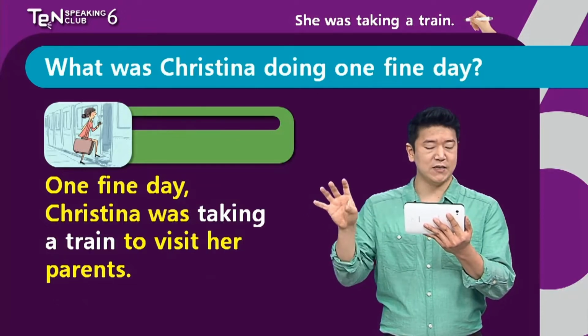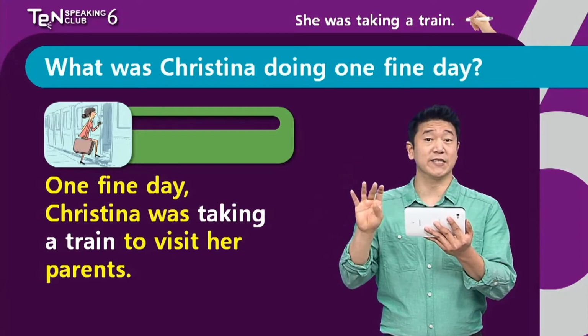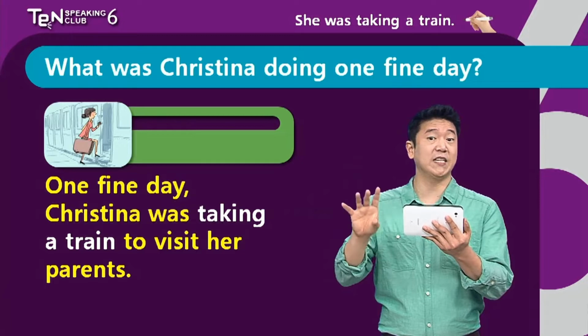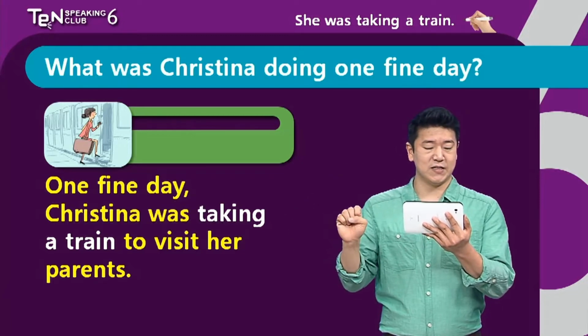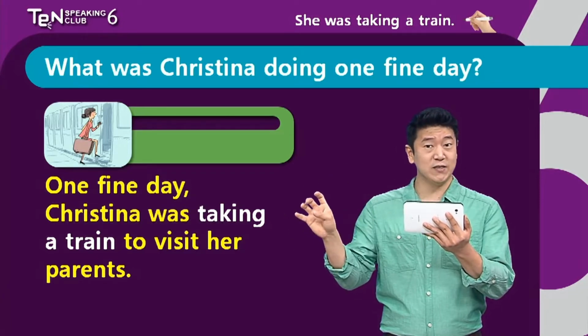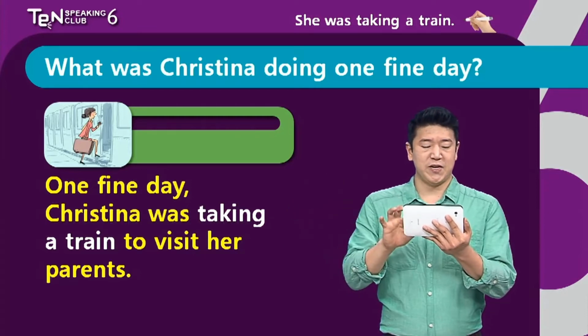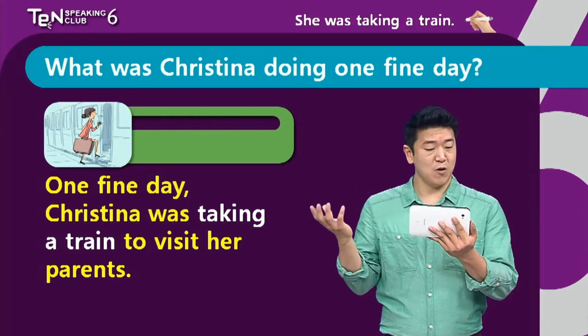탈 것 타다, 도로를 타다. In this case, take what? A train. She was taking a train. Yeah. So in this case, the 교통수단은 what? A train. Taking a train. Okay, so Christina was going to visit her parents.